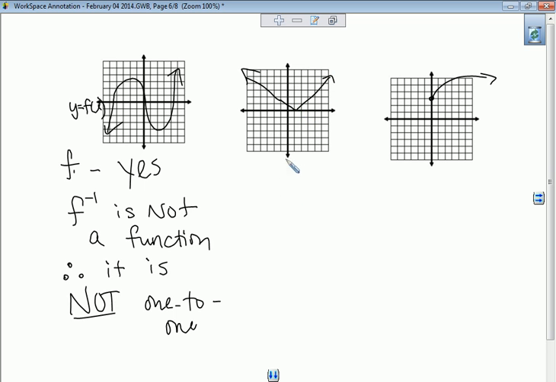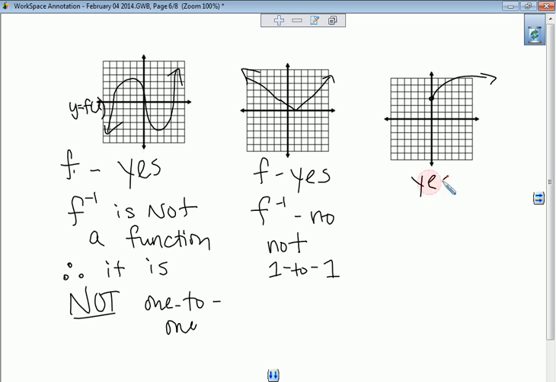Is that a function? Yes. Is this a function? No. So not one-to-one. And you should never write it that way. Please don't ever write it that way. Okay. All right. Is this one a function? Yes. Is its inverse a function? Yes. So is it one-to-one? Yes.